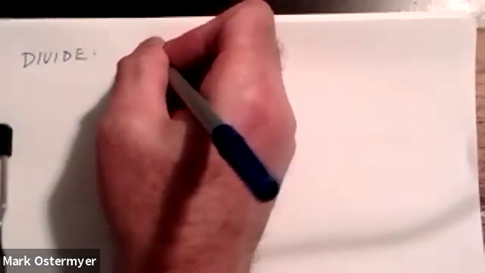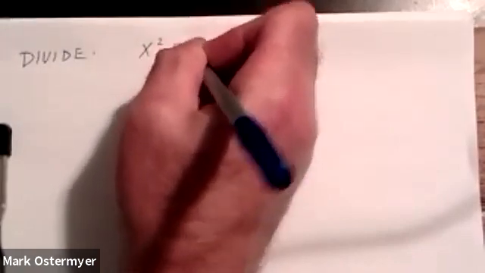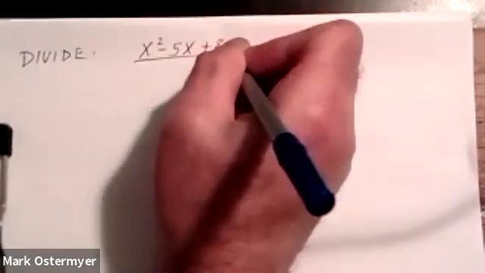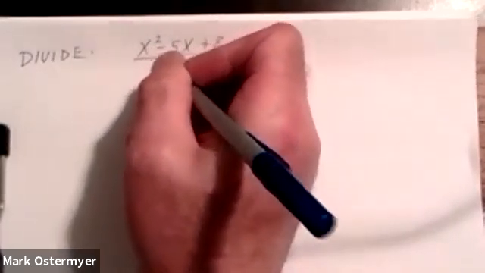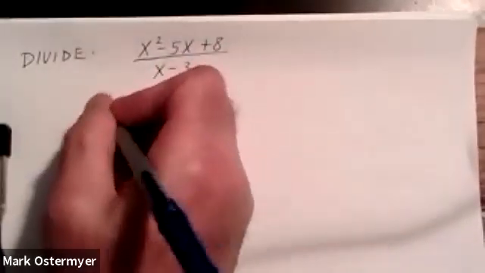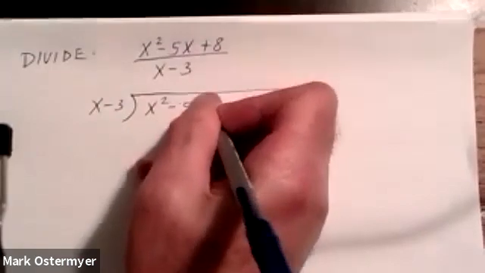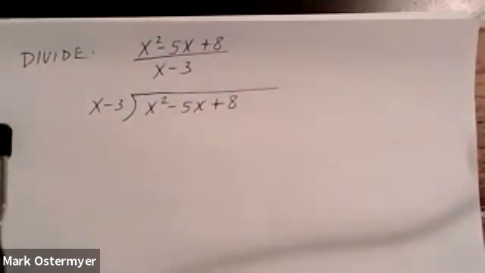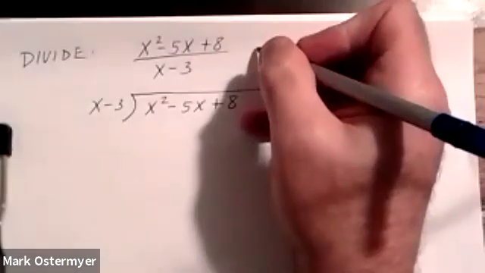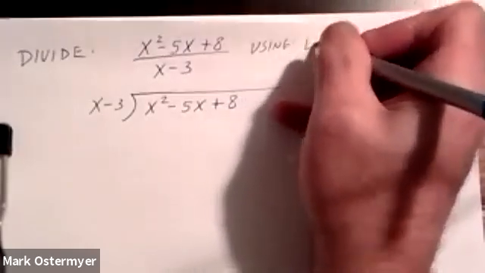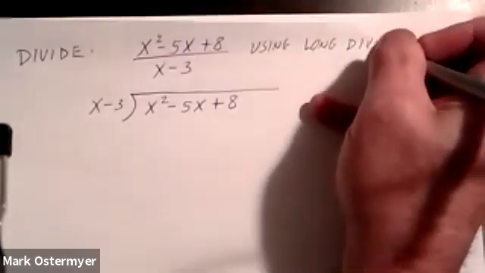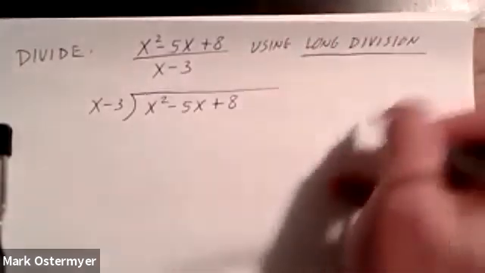Let's try this one. X squared minus 5x plus 8. And we'll try to divide this by x minus 3. X minus 3 is your divisor. Your dividend is x squared minus 5x plus 8. All right, so we're going to try to divide this polynomial by this binomial using long division. So divide using long division. The instructions will say.